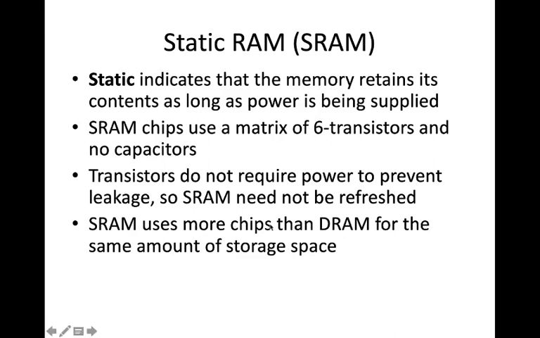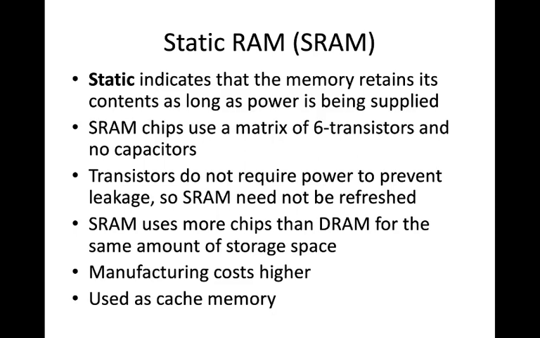SRAM uses more chips than DRAM for the same amount of storage space. If you want to store 1 GB in SRAM and 1 GB in DRAM, SRAM requires more chips than DRAM, so it will be much bulkier. The manufacturing cost is also higher than DRAM. SRAM's cost is much higher than DRAM, and it is used as cache memory.